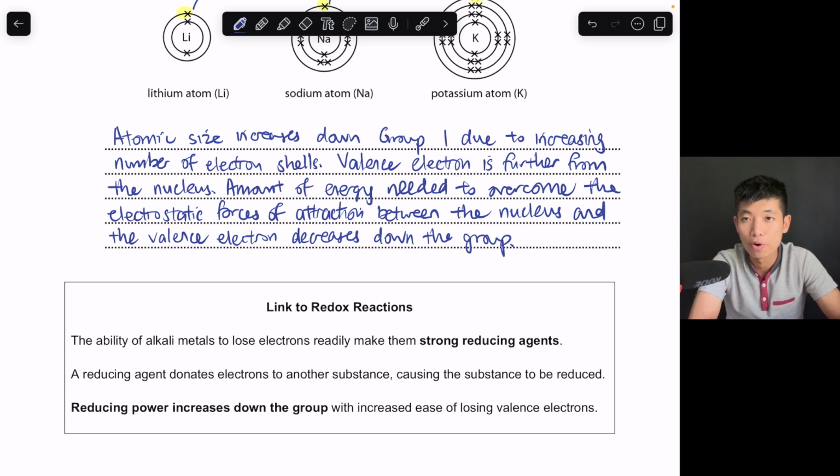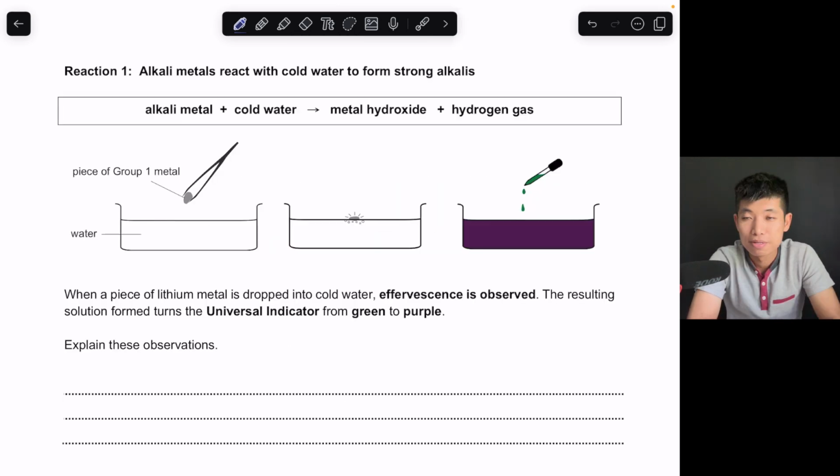And we say that group 1 elements tend to be strong reducing agents because they give electrons to something else, causing that other substance to be reduced. So the more willing you are to give the electron, the stronger your reducing power is. The classic example of a reaction involving group 1 metals is that of adding them to water. Let's watch the video of a reaction and tell me what you observe.